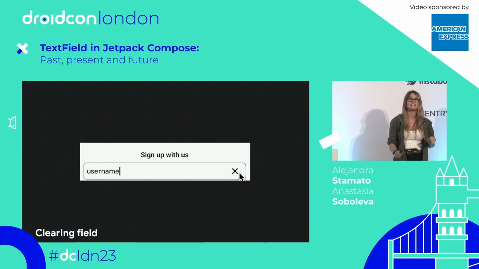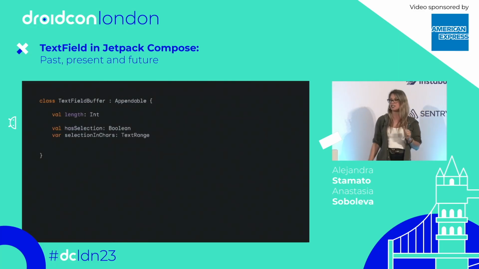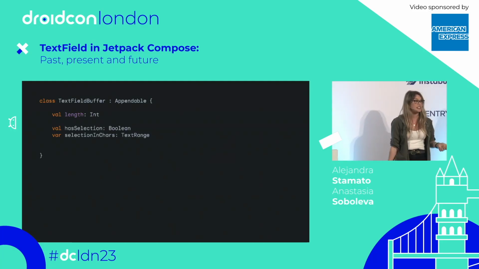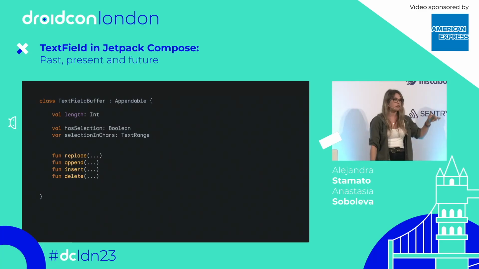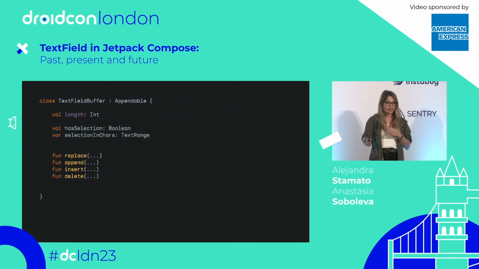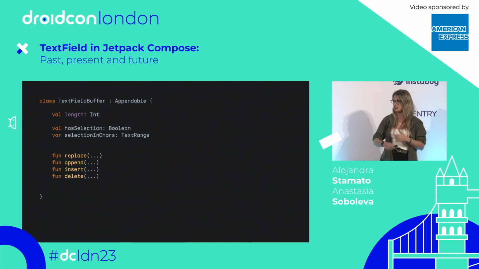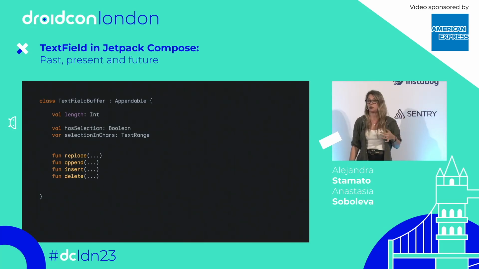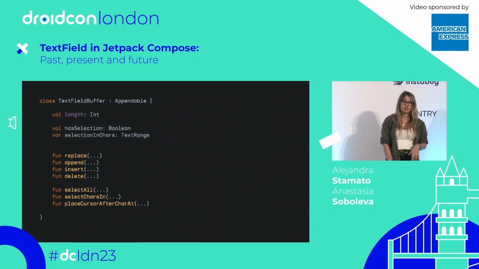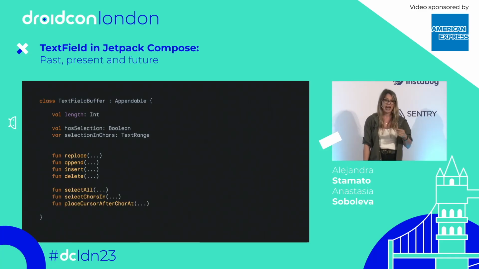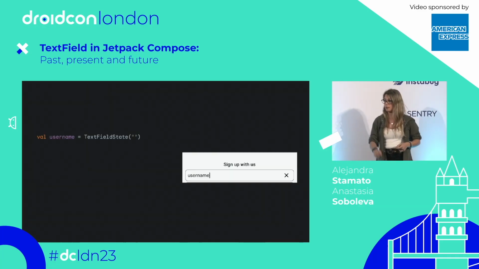And to do this and access this edit session, we have a new class called TextFieldBuffer. This class holds information about the state, like the length and the current selection, if there is any. It also gives you a bunch of very useful methods to alter it, like replacing the text, appending something at the end, inserting new characters, deleting characters, like the majority of the things that you need to do. It will also give you methods to alter the selection and reposition the cursor.